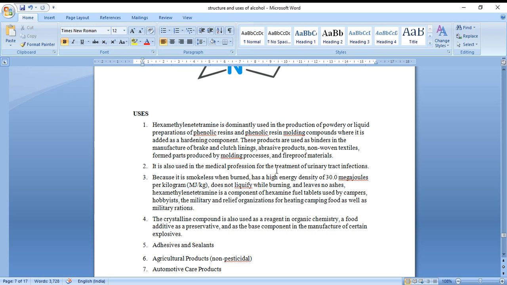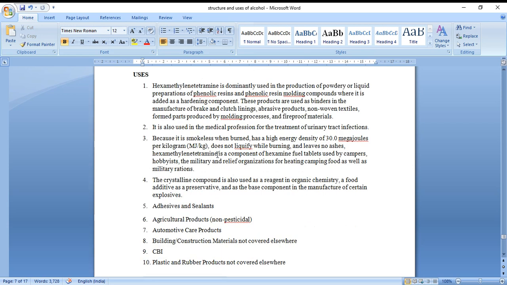And it is used in the medical profession for the treatment of UTI, that is urinary tract infection. Moreover, whenever we burn this hexamine, it is generally smokeless and has a high energy density of 30 megajoules per kilogram. It doesn't liquefy while burning, and it does not leave any ashes. So hexamethylene tetramine is a component of hexamine fuel tablets used by campers, military, and relief organizations for heating camping food as well as military rations.